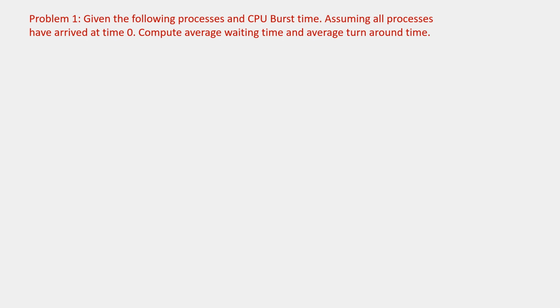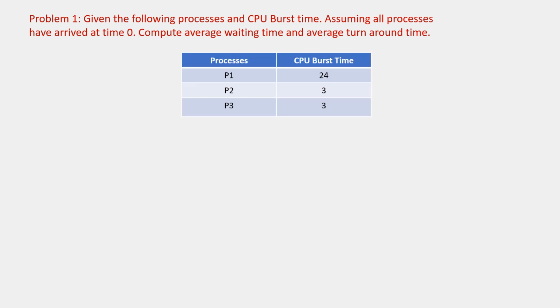Problem 1. Given the following processes and CPU burst time, assuming all processes have arrived at time 0, compute average waiting time and average turnaround time. Such kind of problems will be asked in your exam and the questions will be similar. So the table that is given is this. Here processes P1, P2, P3 are given and the CPU bursts are 24, 3 and 3.